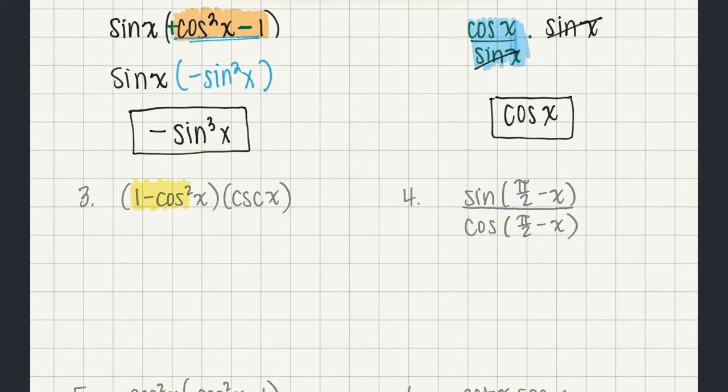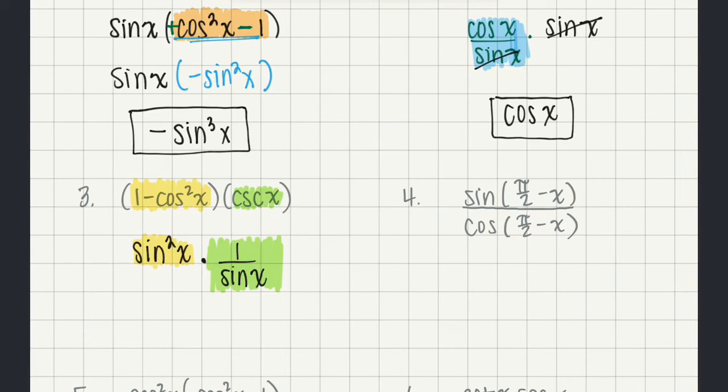So 1 minus cosine squared is another way of saying sine squared. So 1 minus cosine squared of x is just another way of saying sine squared of x. And then cosecant of x is just another way, look at how I'm making that highlight because I know it's a fraction. It's just another way of saying 1 over sine of x.